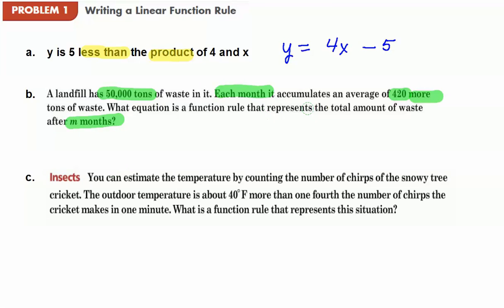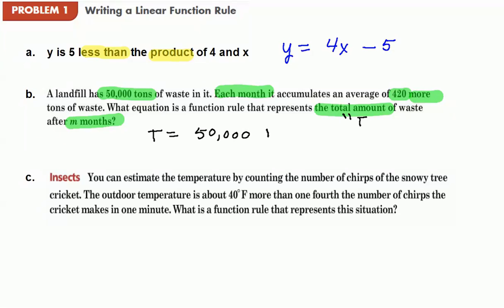So we're going to go ahead and write an equation. The equation is to represent the total amount of waste. So we're going to say that the total amount, we're going to call that T. Okay? Now, T, the total amount of waste, is going to equal the initial amount of 50,000 that's already in there. So 50,000 tons. And it's going to accumulate an average of 420 more.